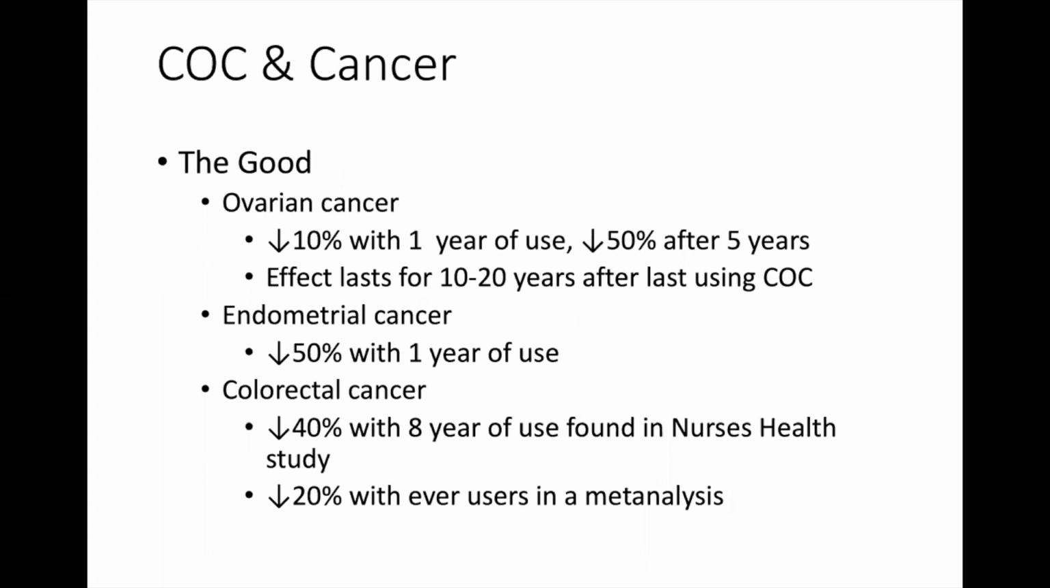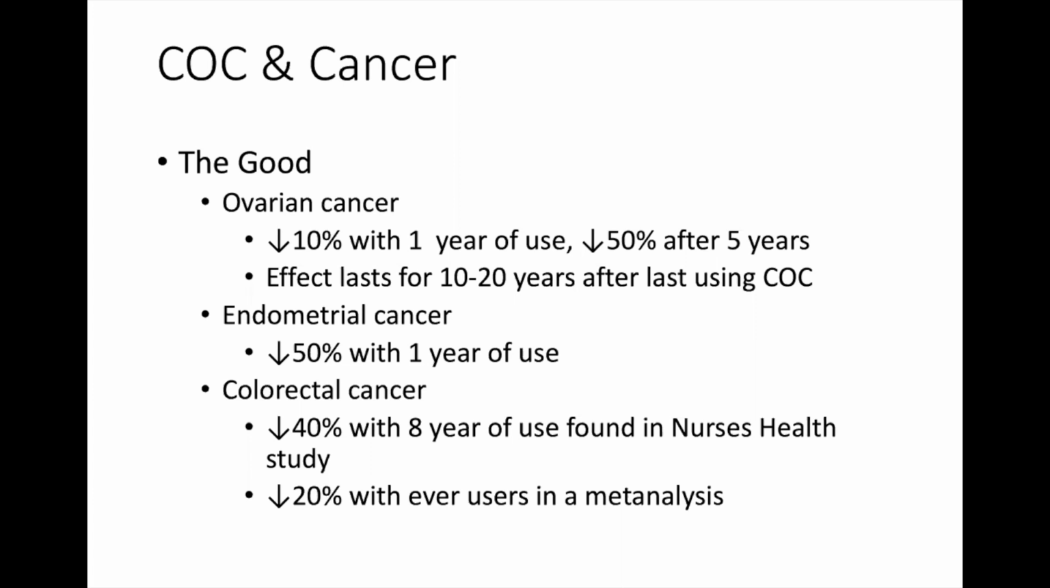In ovarian cancer, less than 10% with 1 year of use and less than 50% after 5 years. What does this mean? If a patient is using a combined pill, in the first year she's decreasing her risk of ovarian cancer by 10%. After 5 years of use, she's decreasing her risk by 50%. The effect lasts for 10 to 20 years after the last use of the combined pill.